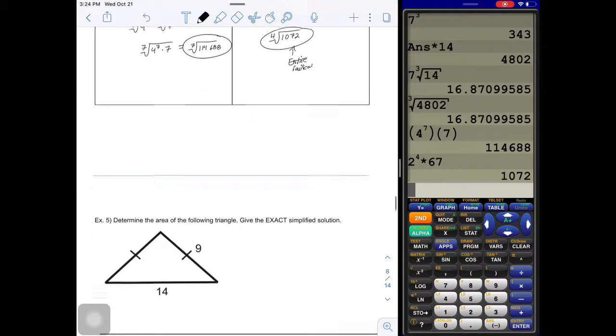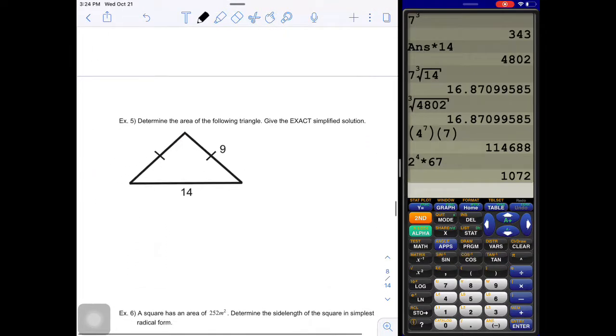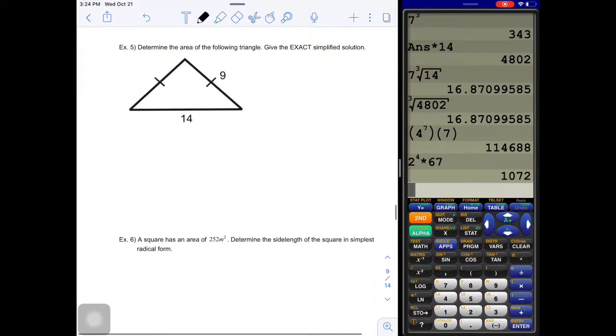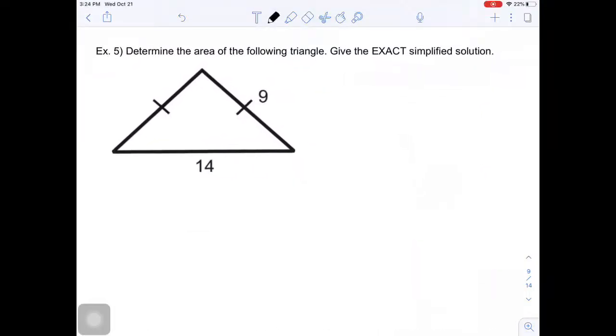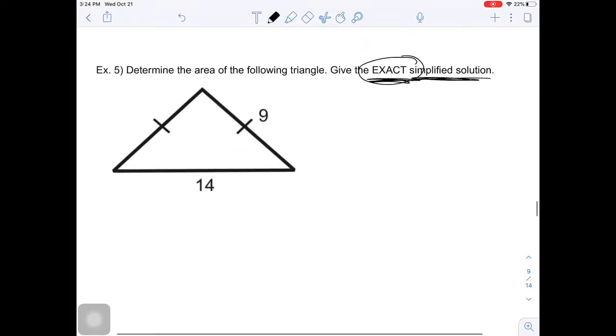Okay, now let's look at how we can utilize this in terms of some trigonometry, and just some other word problems. So here, determine the area of the following triangle, give the exact simplified solution. Before, we only knew how to give estimated answers, so we would find decimal numbers using our calculator. Now we know how to find exact answers because we know how to work with radicals, and we know how to simplify them.